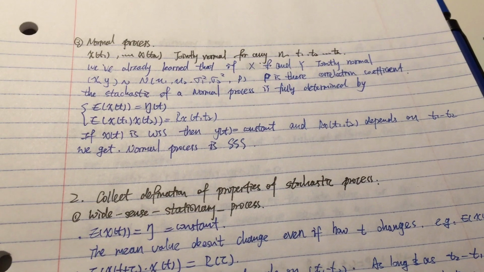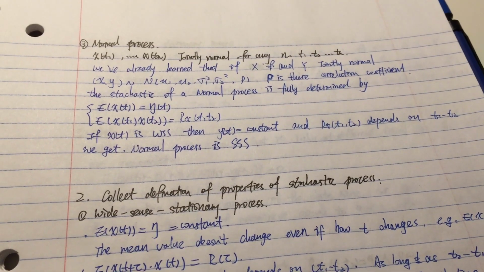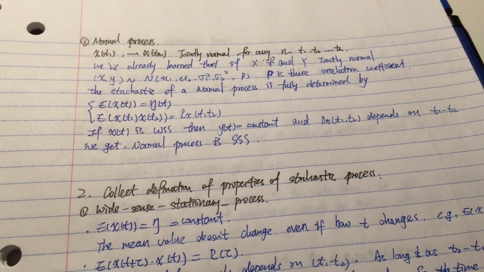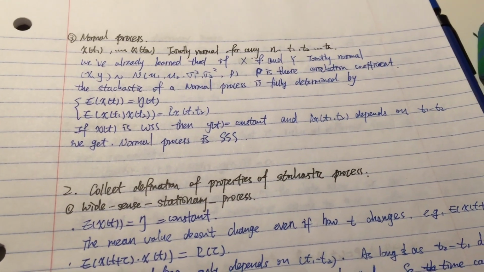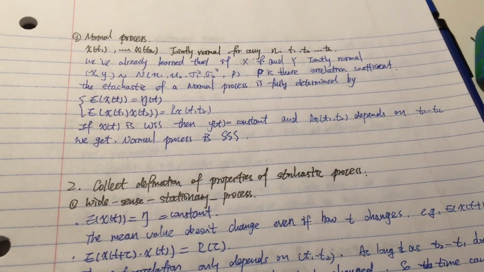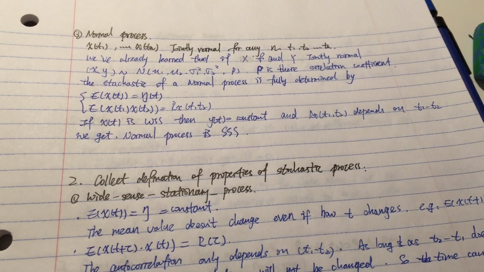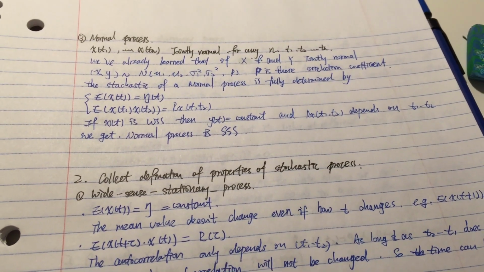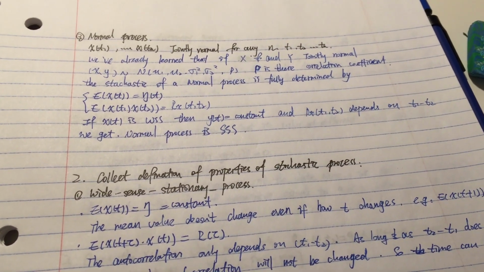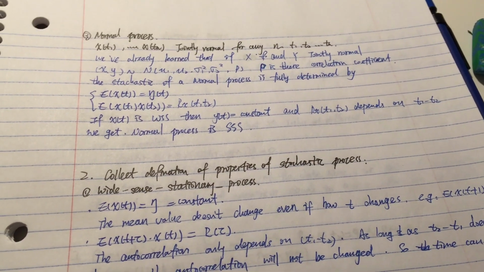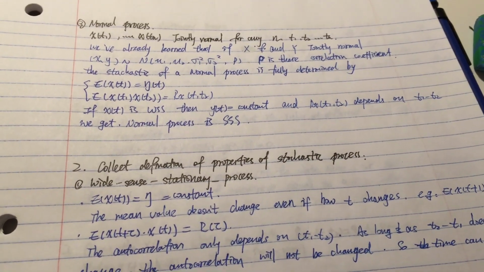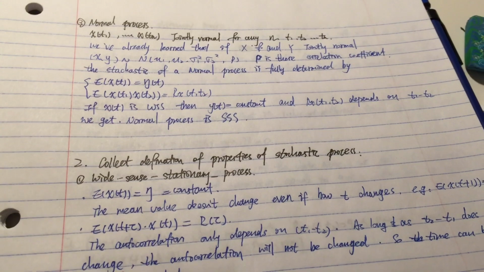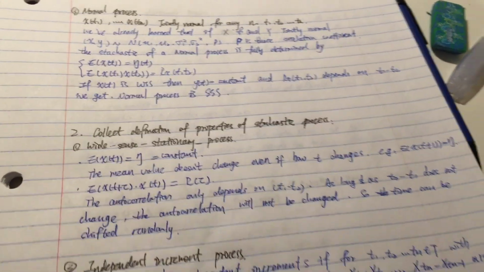The statistics of a normal process are fully determined by E[X(t)], which equals eta(t), and the autocorrelation, which only depends on t1 minus t2. So we can get that the normal process is strict-sense stationary.